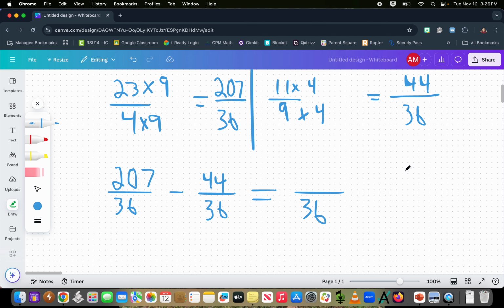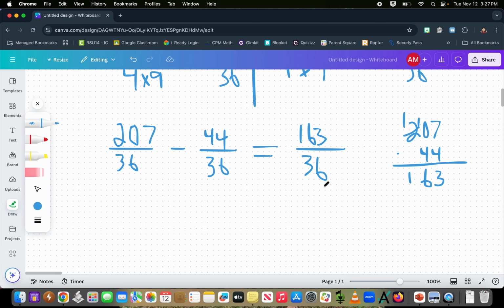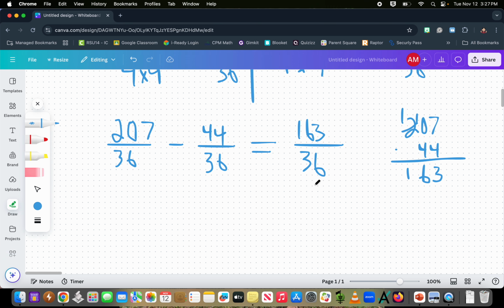Okay? So 207 minus 44. We'll do it over here. 7 minus 4 is 3. We're going to borrow here. I've got 10 minus 4 is 6. And bring down my 1. So this is going to be 163 over 36. Now we're not done because we can't leave this as an improper fraction.